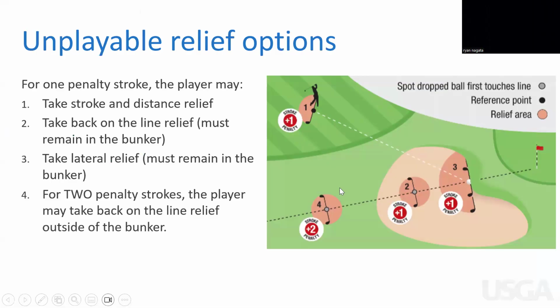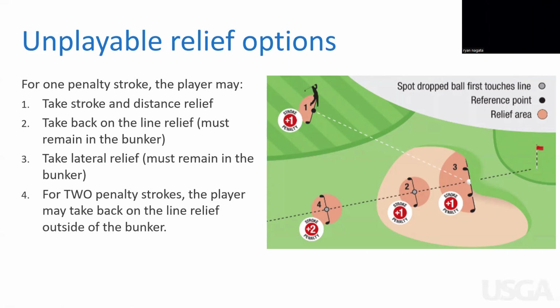These are your options for taking an unplayable ball out of a bunker. So just say your ball comes to rest plugged into the lip and you just know you can't get it out. Or it's just in a lie that you won't be able to advance the ball. You can take penalty relief for one stroke, and there are four options available to you.